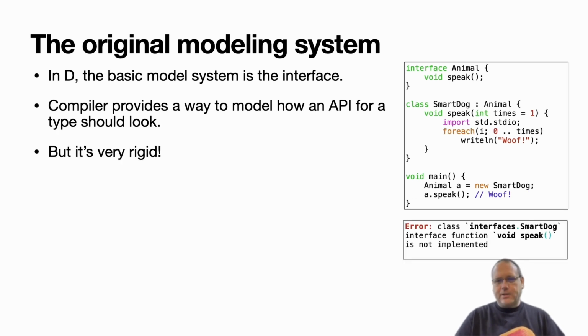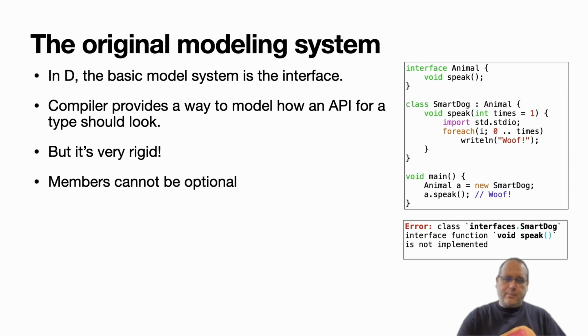But it's very rigid. Let's say we wanted to make a smart dog, which we can tell to speak n number of times, but it has a default value of 1. So if you call it without any parameters, which technically fits the interface, it should just speak once, and that works. However, the compiler is going to complain about this because the specific function speak must have no parameters. It can't even have a parameter that has a default value.